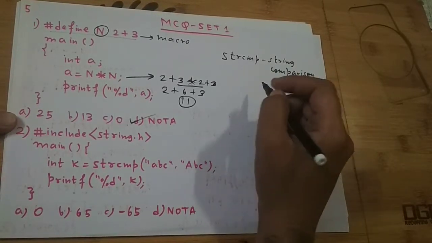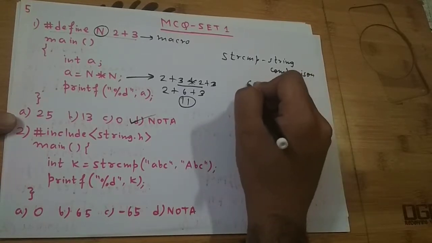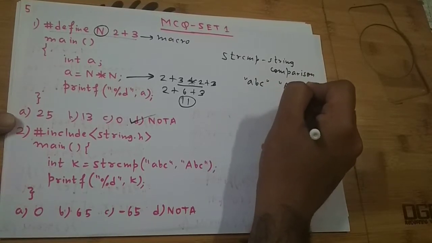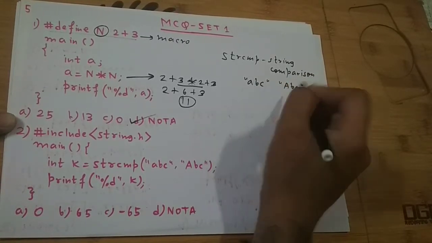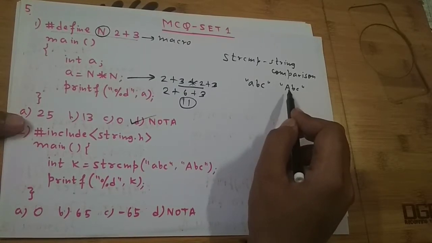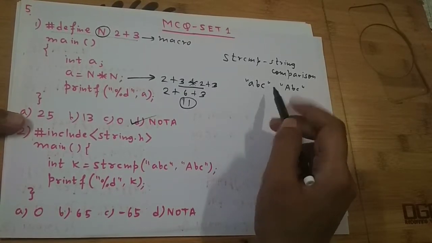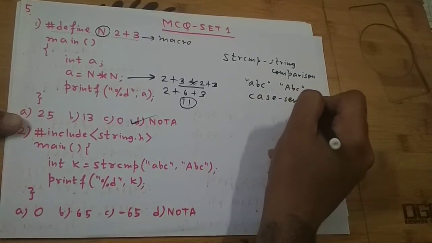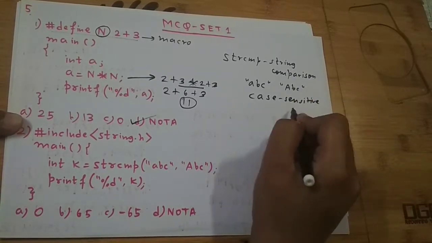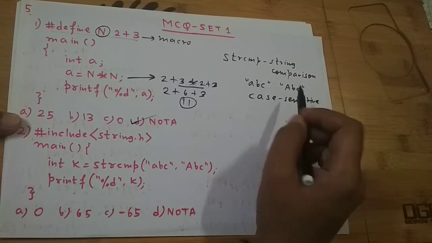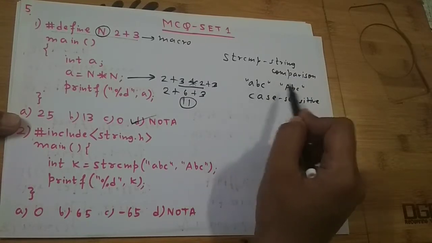Now here we have been given two strings. The first string is ABC and the second string is also ABC. But these two strings are different. Why? Because in this string the A is in lowercase and here the A is in uppercase. Since C programming is case sensitive, what do we mean by case sensitive? Uppercase and lowercase letters are different. That means small a is different from capital A. So we have these two strings to be different.